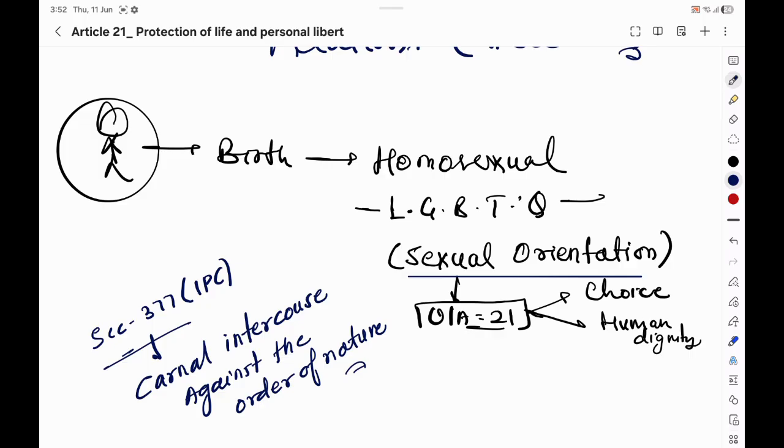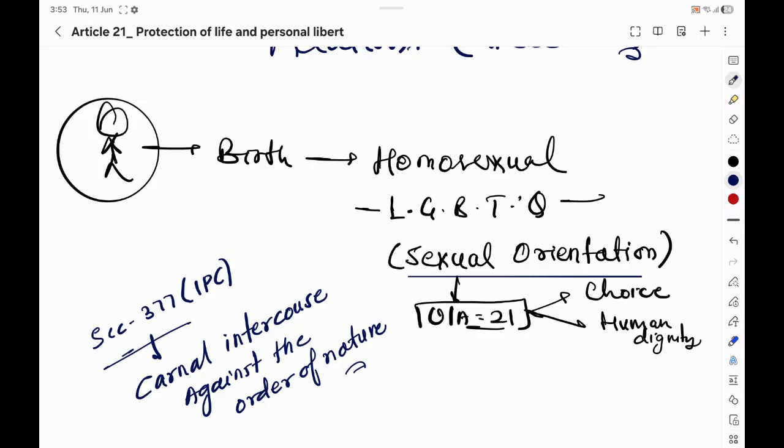They argued that criminalizing consensual same-sex relations violates what? Article 14, equality; Article 15, non-discrimination; Article 19, freedom of expression; and Article 21, life and personal liberty. So the Supreme Court formed a five-judge constitutional bench, and it unanimously held that Section 377 is unconstitutional to the extent that it criminalized consensual sexual acts between adults of the same sex.